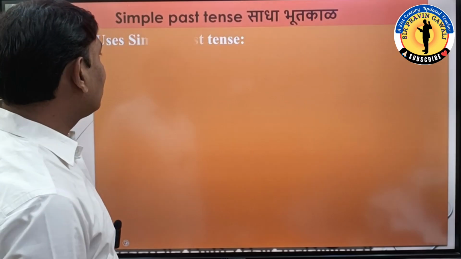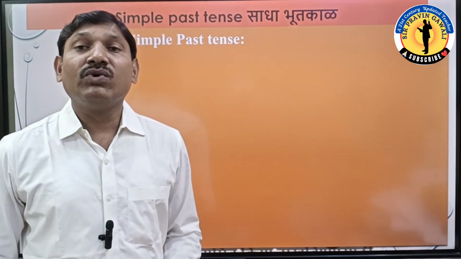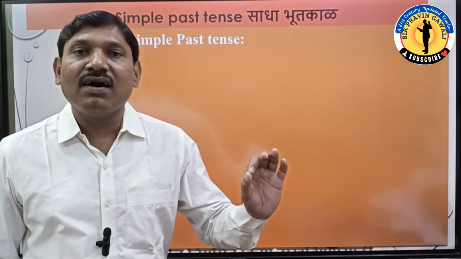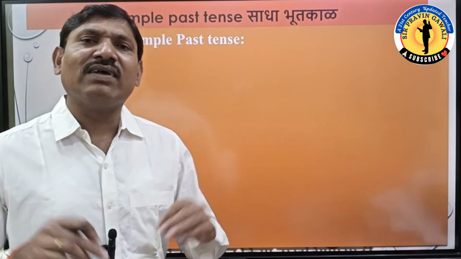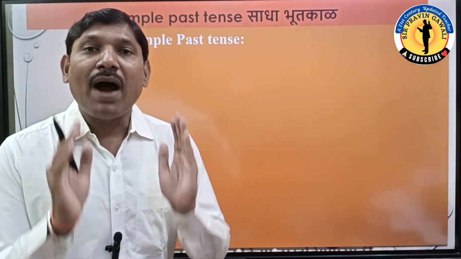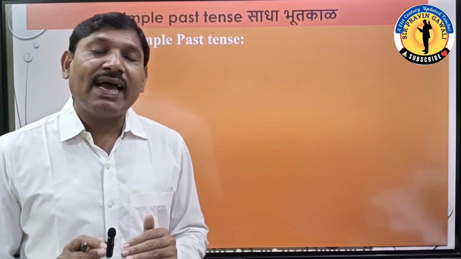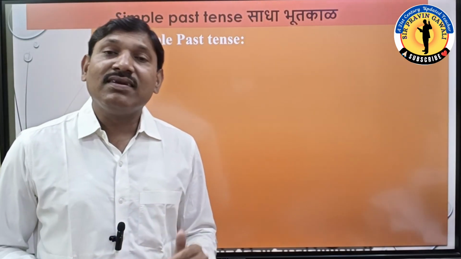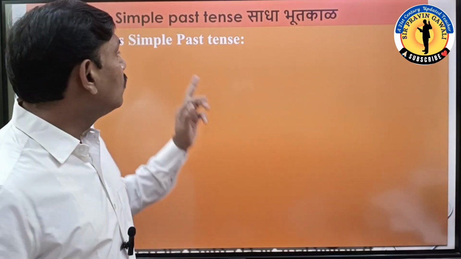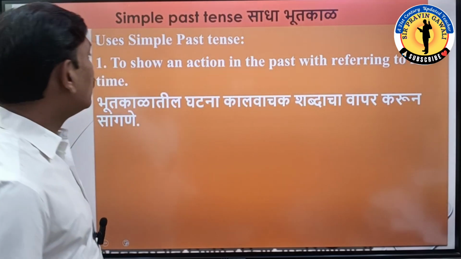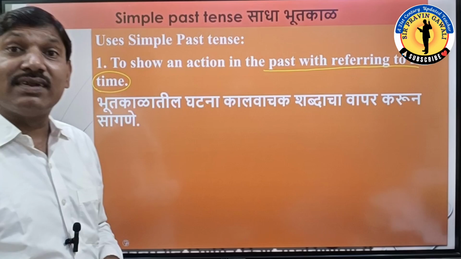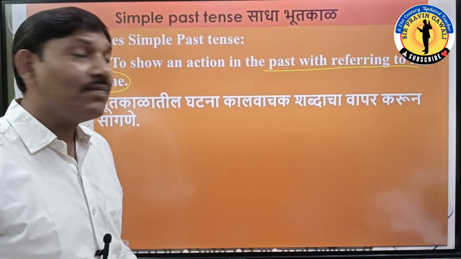When do we use simple past tense? It is very important to understand now. As we have learned when we use simple present tense, in the same way here, when do we use simple past tense? First of all, the first use of the simple past tense is that if you want to show any past action, the incident, the experience, the event that occurred in the past, that time we use simple past tense. Also, to show an action in the past with reference to its time. If you want to refer to the time, referring to time is also very important here.